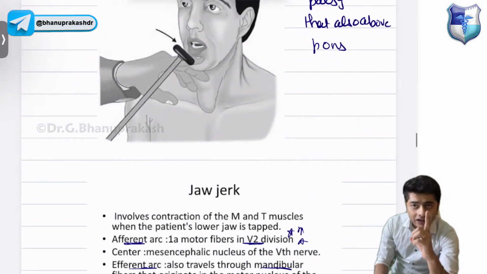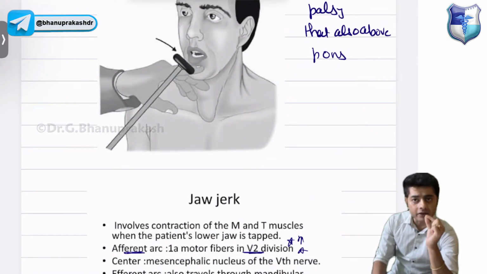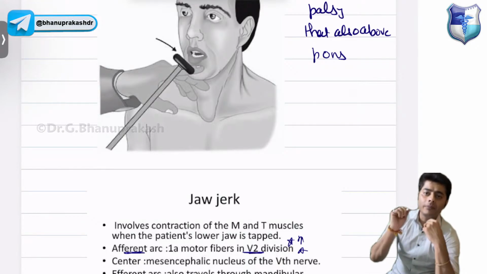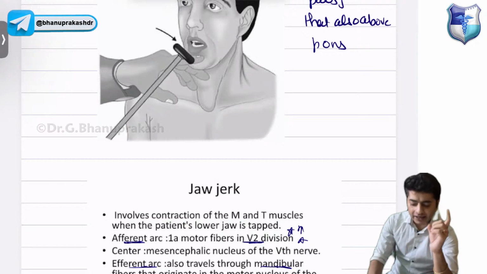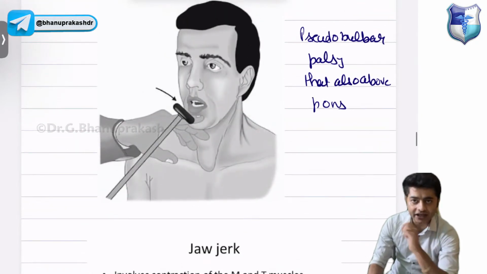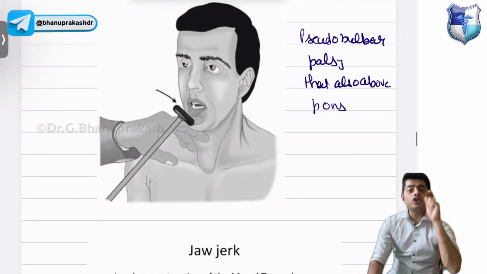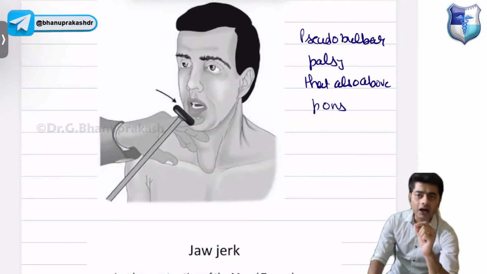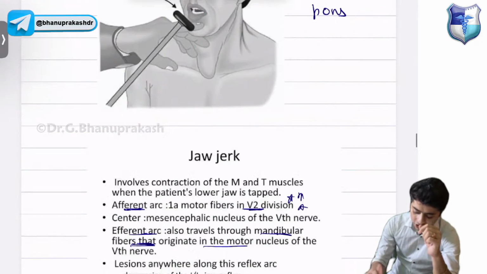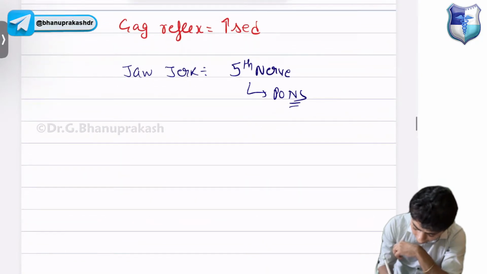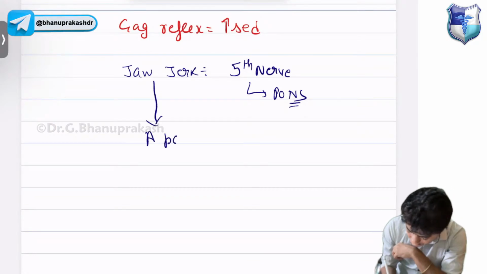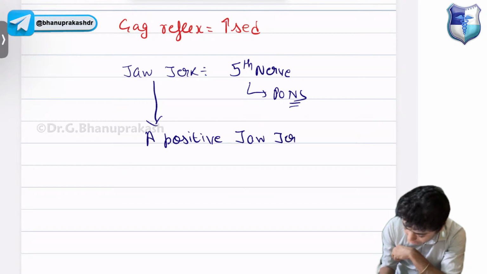So you will ask the patient to open the mouth a little bit, then you will place your finger and with the hammer you will be pressing your finger, and there will be a sudden jerk. It means jaw jerk is positive, and your jaw jerk is present in pseudobulbar palsy. So there will be a positive jaw jerk reflex.